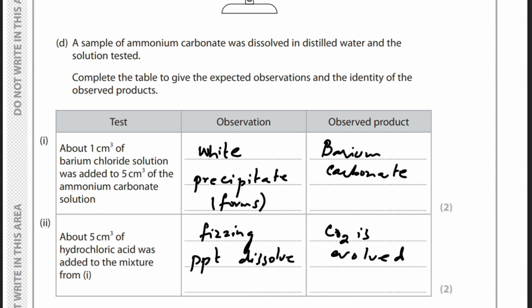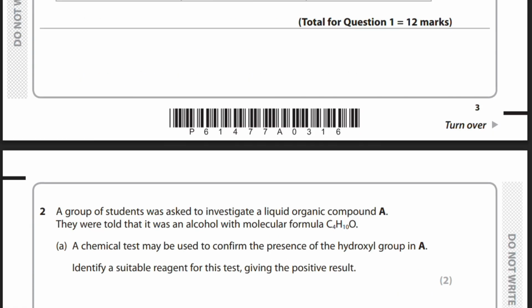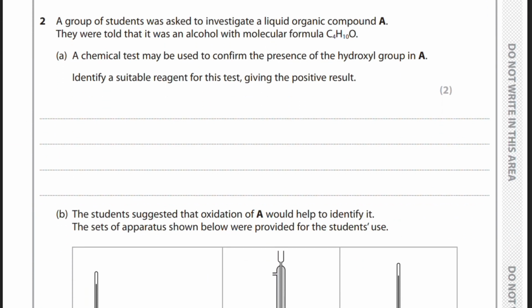This is also question number one. Now move on to question number two. A group of students was asked to investigate the liquid organic compound A. They were told that it was an alcohol with the molecular formula C4H10O. So the molecular formula shows that it's a butanol having 4 carbons.